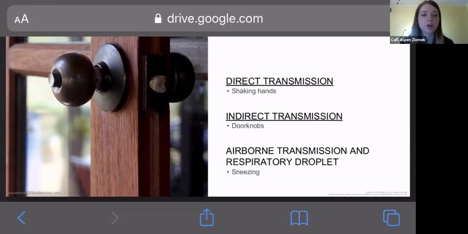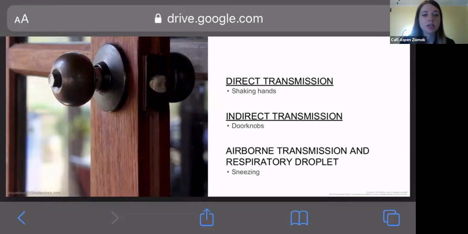Indirect transmission occurs with contact with an inanimate contaminated object. So this would be, I touched a doorknob, I sat on the subway chair, I used dirty tweezers. So anything in your environment that the pathogens will sit on. Like ringworm, MRSA, all of those come from indirect transmission.